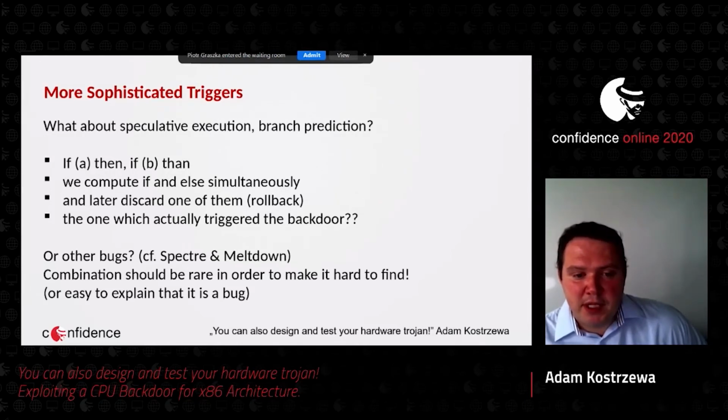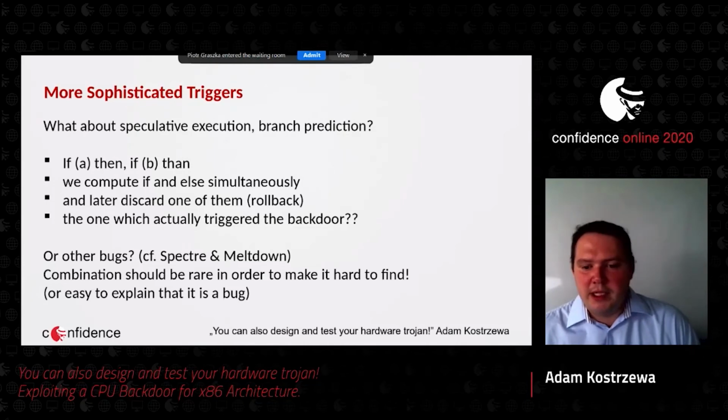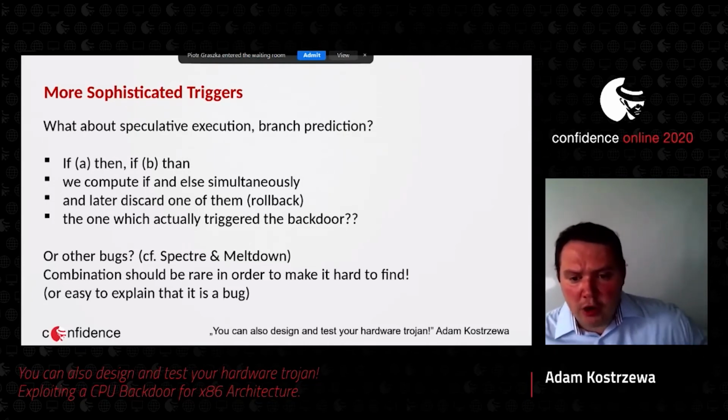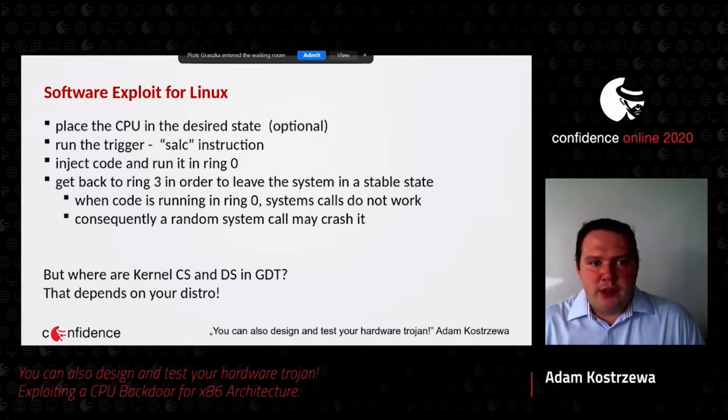This is very interesting because we know from Spectre and Meltdown that speculative execution can be tricky from a security point of view, and can leave your caches with some values which were obtained during the speculation. So such a Trojan activation can be very difficult to find. All in all, the combination you are using should be rare in order to make it hard to find, or very rare, so it's easy for you to explain it as a vulnerability or bug. And then we can start designing our software exploit for Linux.